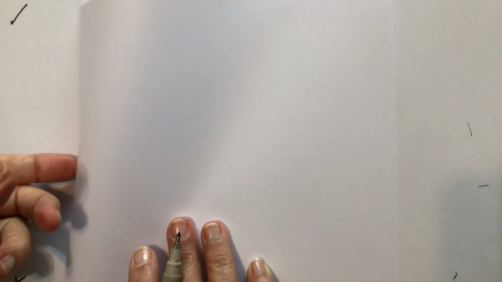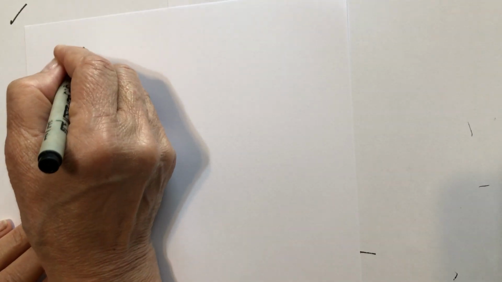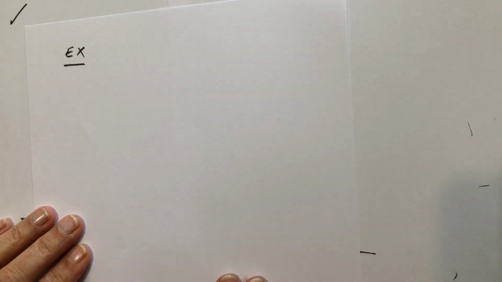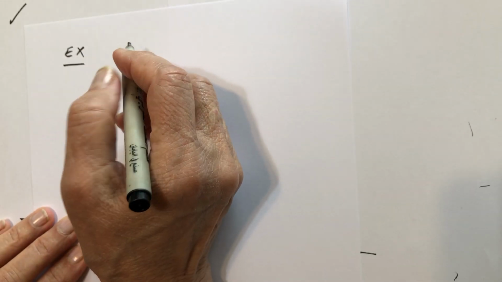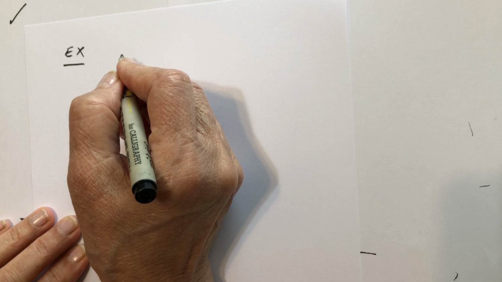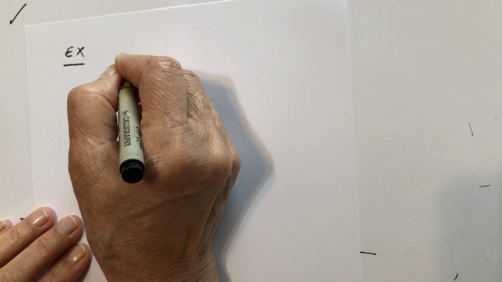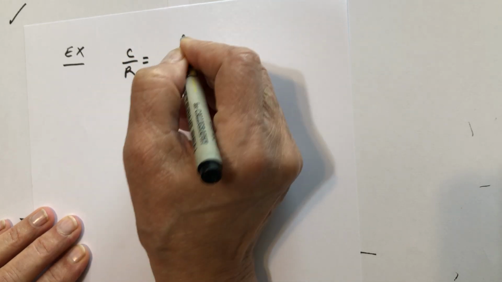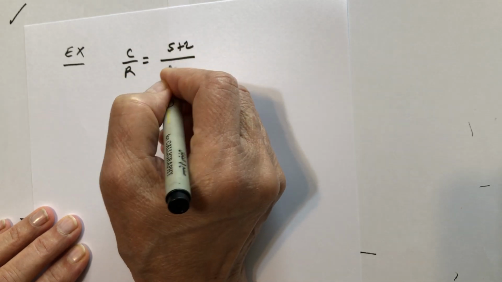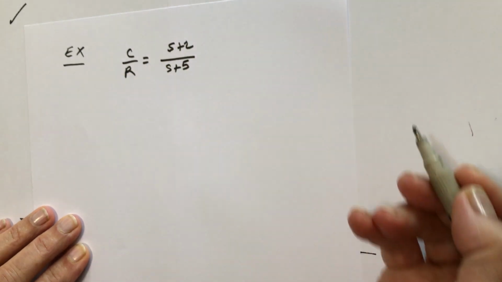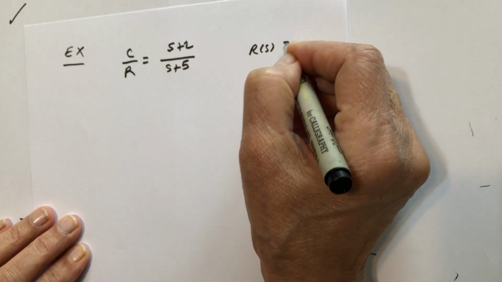Let's take an example from the book. I have, let's say, C over R equal S plus 2 over S plus 5. Let's say that R of S is a step.